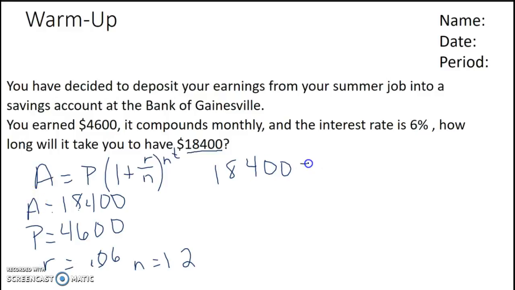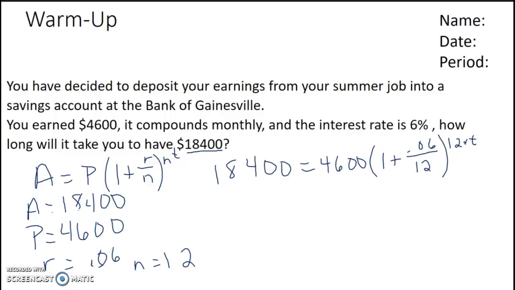All right, so I've got 18,400 is equal to 4,600 times 1 plus my rate, which is 0.06 divided by N, which is 12, to the 12 times T power. Sorry, it doesn't like when I try to do dots.